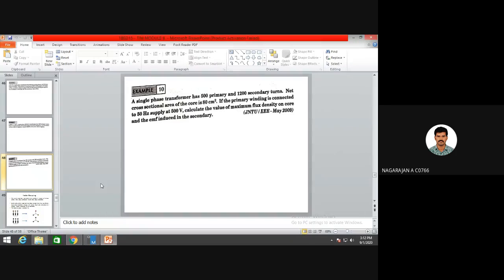Here, what are the data given? A single phase transformer has 500 turns in primary and 1200 turns in the secondary. N1 value is 500, N2 value is 1200. The cross-sectional area of the core is 80 centimeters square. Cross-sectional area A is given as 80 square centimeters. We have to convert everything into SI units, which is 80 into 10 to the power minus 4 meter square.